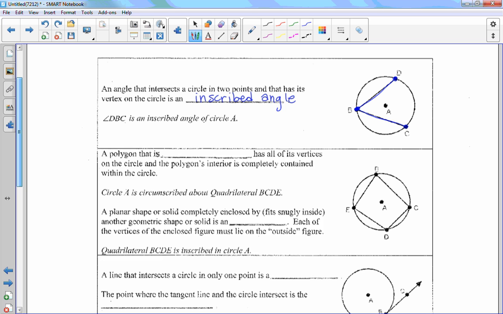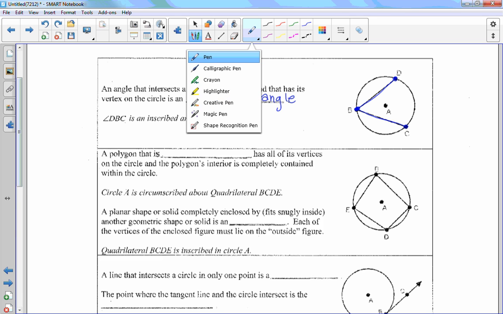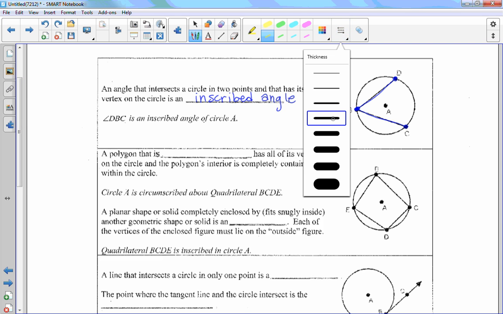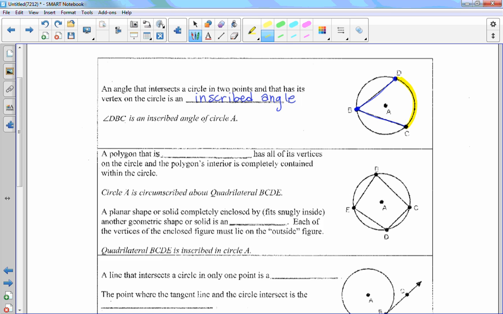When it's completely on the inside, with all points on the angle on the circle, but it's on the inside, that's inscribed. This also has a relationship with the arc it creates, D to C. Anyone want to take a guess? The relationship between angle B and its arc DC. Do you think they're equal? Yes. Remember, this one was equal.